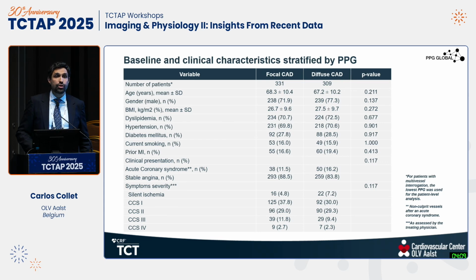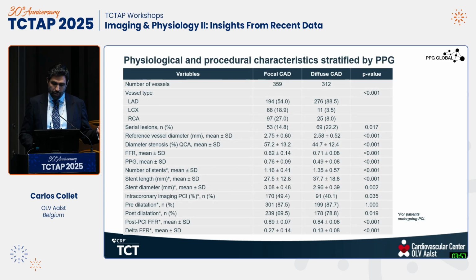When we look at the baseline characteristics, the question is, can we differentiate the patients based on their baseline characteristics? The answer is no, we cannot. They all look the same. They have the same age, the same comorbidities. But when we think about the procedural characteristics, we can.